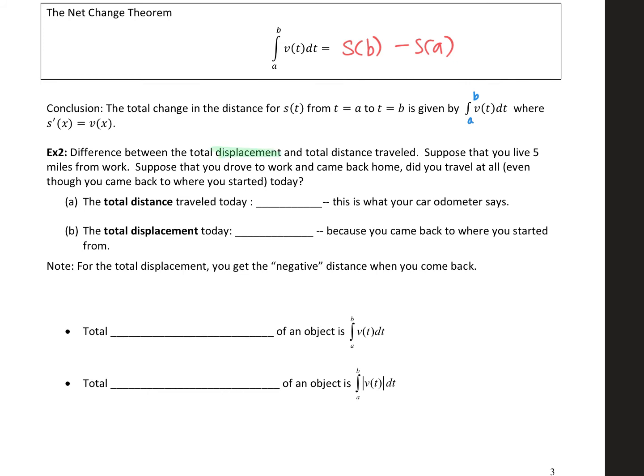And versus the total distance traveled, right? So they kind of sound the same, and sometimes they're the same thing, but there are times they are not exactly the same. So we'll look at the difference between these two.